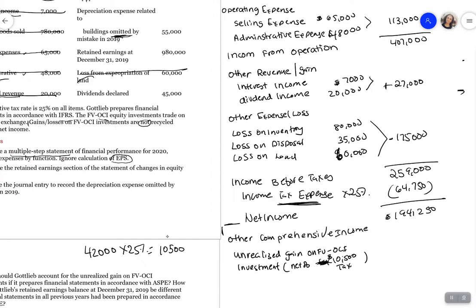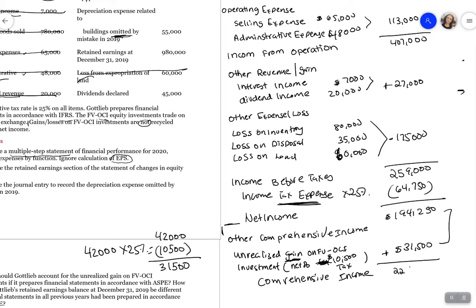So what we're going to do is, your unrealized gain was 42,000. From there, 10,500 is my tax amount. My net amount is 31,500. So that's what I would report, 31,500, and it is an unrealized gain. If it's an unrealized gain, treat it as a gain. So we add it, and after that we will get comprehensive income. I add these two numbers and then we will get 225,750, and this is my final number.